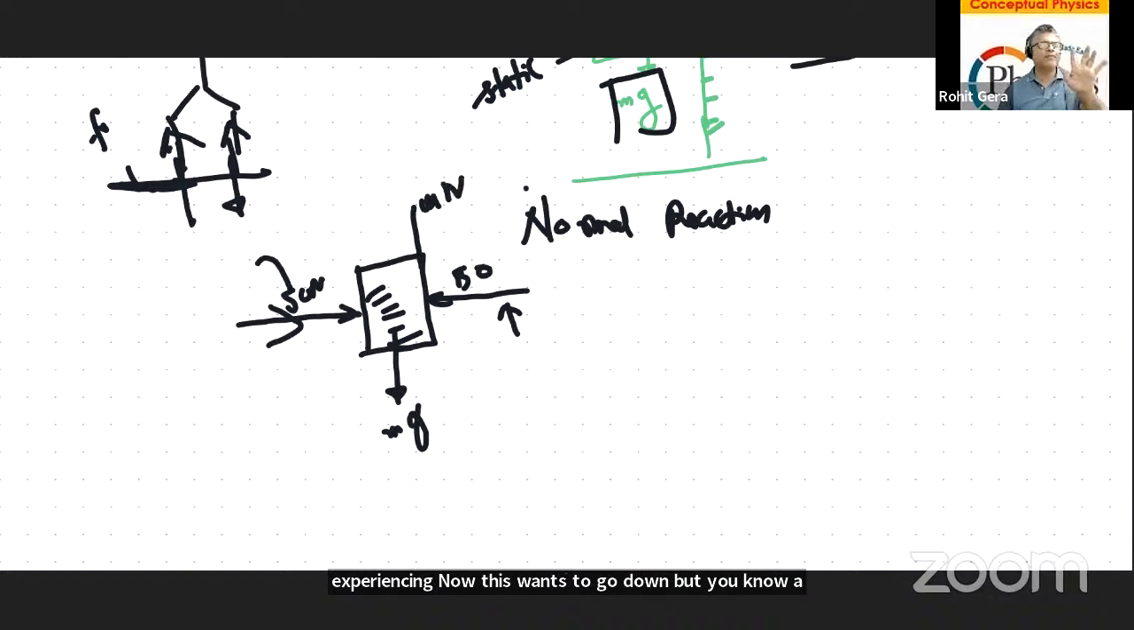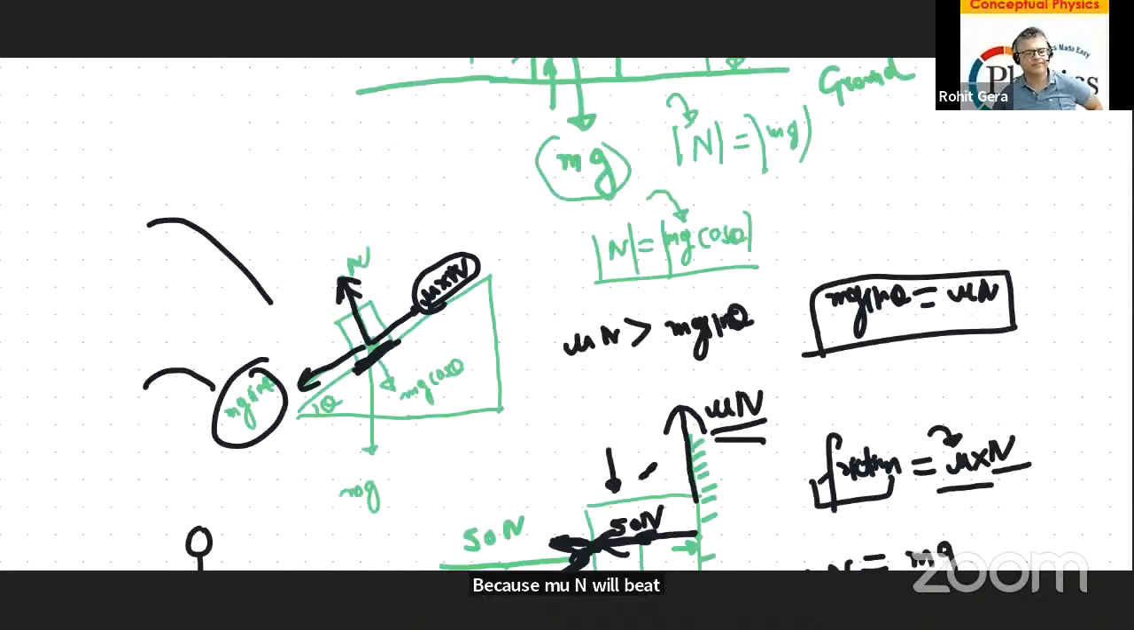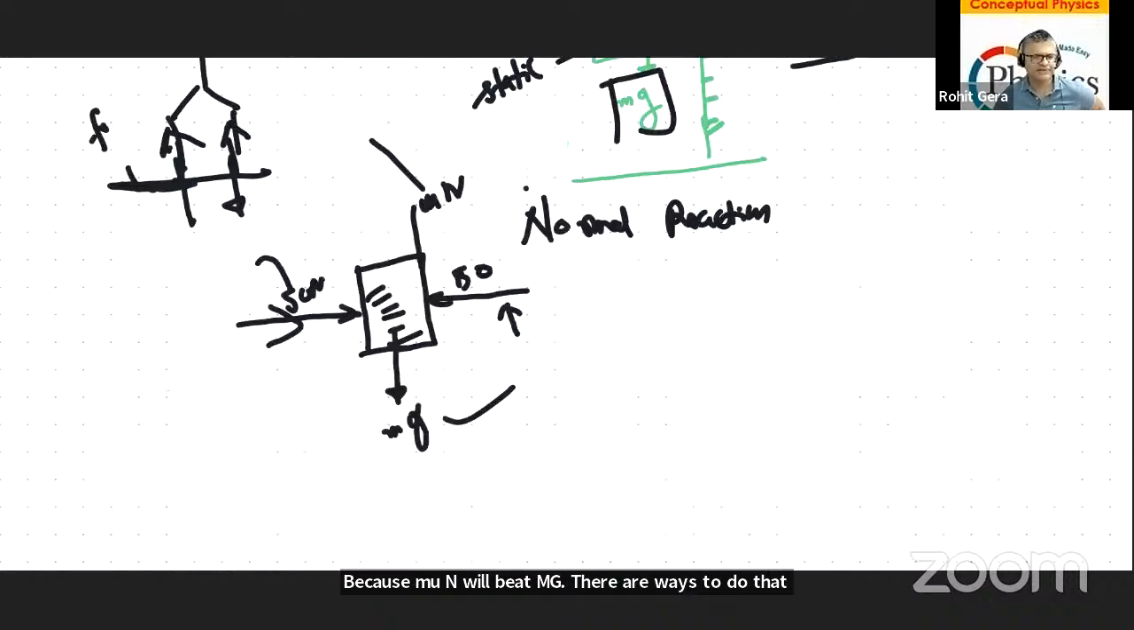If you keep a book, you press it gently, it will still fall. You start pressing it hard, horizontally. It will not go down because static friction will come in to balance its weight. And sometimes you will see, if you press it too hard and there is a particular way of keeping them in contact, you will start seeing the book going up, because mu N will beat mg. There are ways to do that also. But for the time being, let's keep it very simple, which is this.